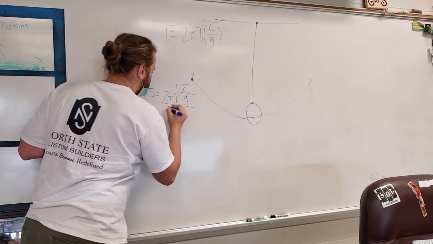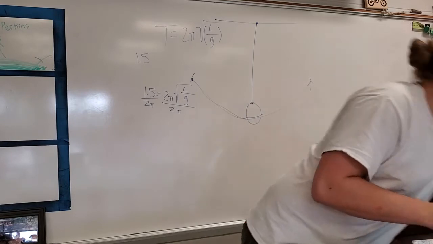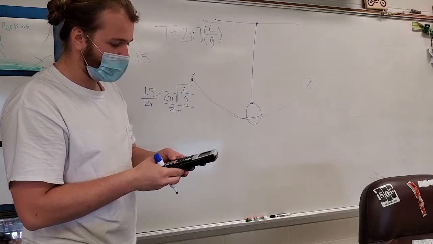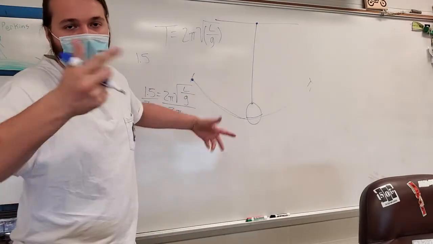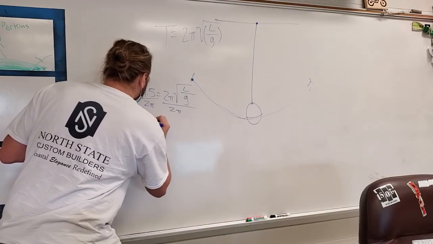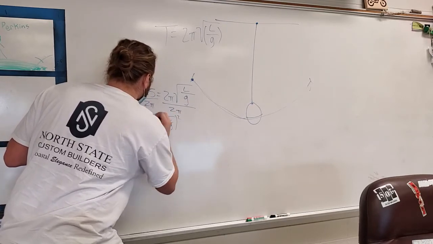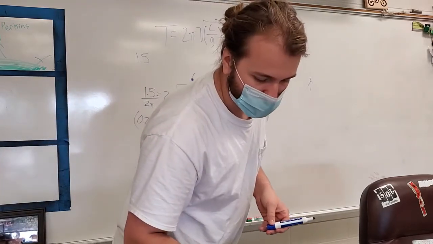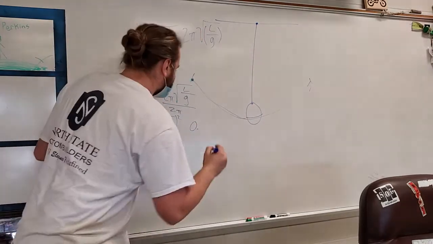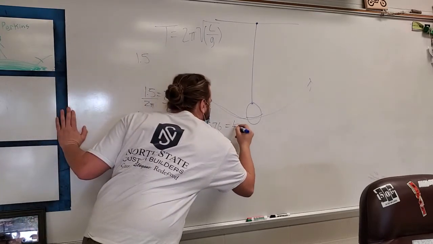All right, so let's divide over by 2 pi. 1.5 divided by 6.28. 2 pi is just 6.28, 3.14 times 2. So that gives us an answer of 0.24 is equal to the square root of L over G. So let's square this to get rid of the square root. So 0.24 squared, we get 0.0576 is equal to L over G.